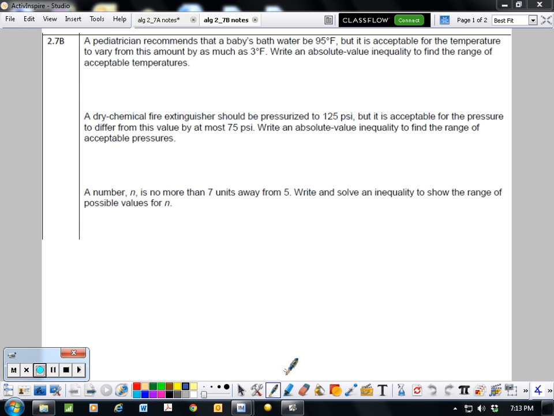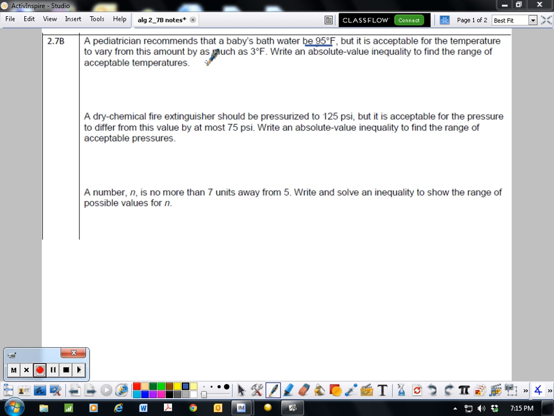Okay, so we're going to talk about setting up some word problems. Our first one is: a pediatrician recommends that a baby's bath water be 95 degrees, but it is acceptable for the temperature to vary from this amount by as much as 3 degrees Fahrenheit. Write an absolute value inequality to find the range of acceptable temperatures.